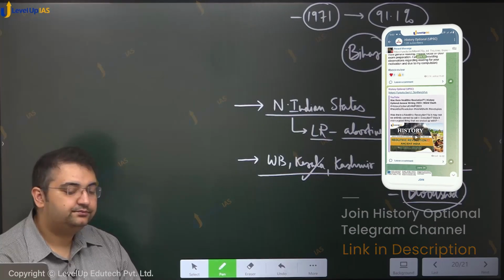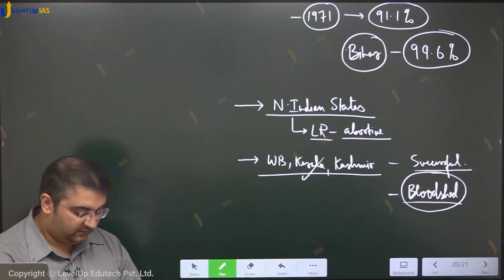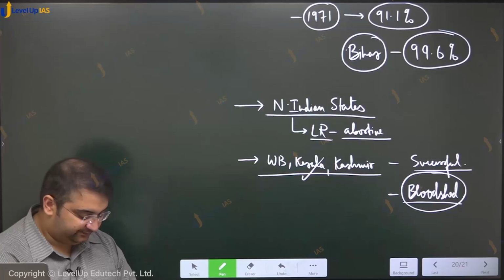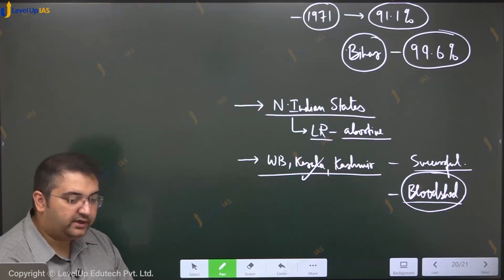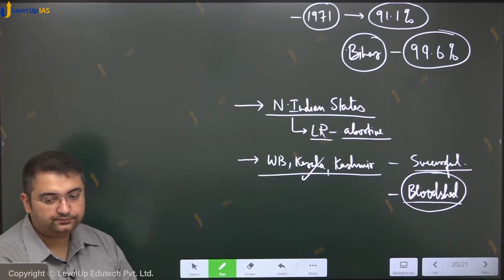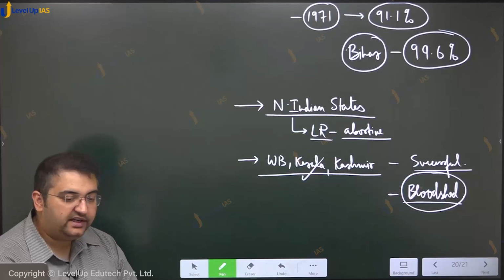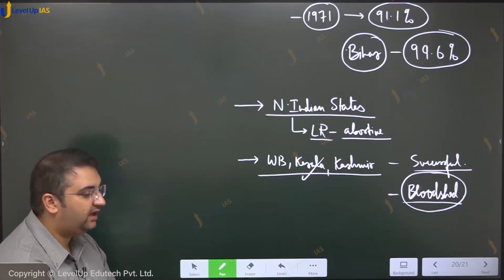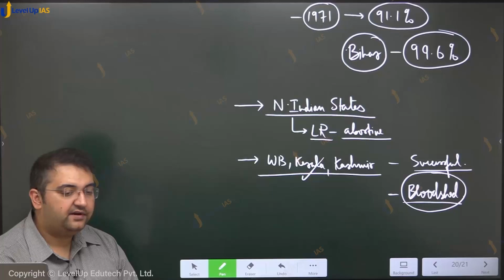Sub point. Caste played a very important role in the abortive process of land reforms.